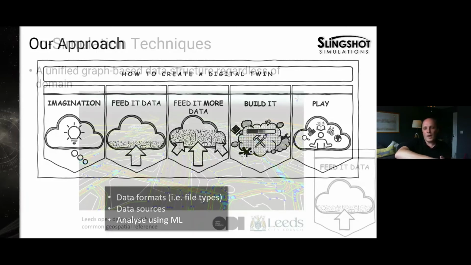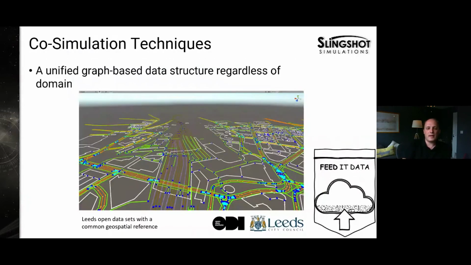So let's dive a bit more into that data aspect. Our fundamental data structure at Slingshot is a unifying data structure that we base on a geospatial reference point, using UTM coordinate space, which is converted from longitudes and latitudes. On top of this data, we load in other data sets with references to those.